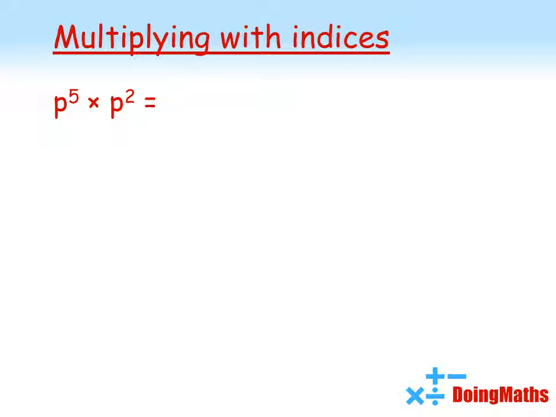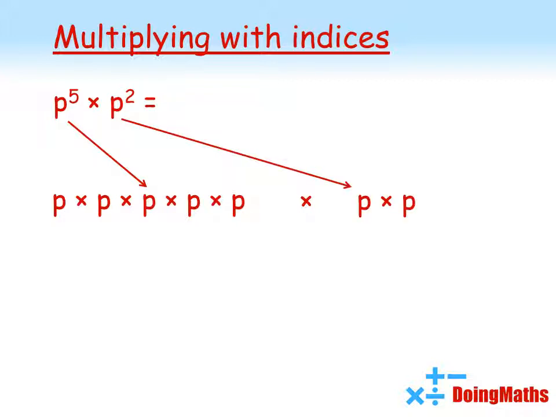In this example, we've got p to the power of 5 multiplied by p squared. Well, p to the power of 5 is p times p times p times p times p. We're timesing that by p squared, which is another p times p. Well, we've got 7 p's there, all multiplying together. So that must be the same as p to the power of 7. All we've done is we've added those two powers together.